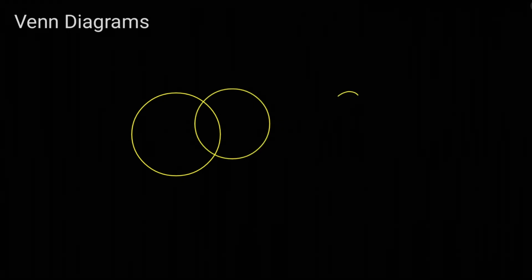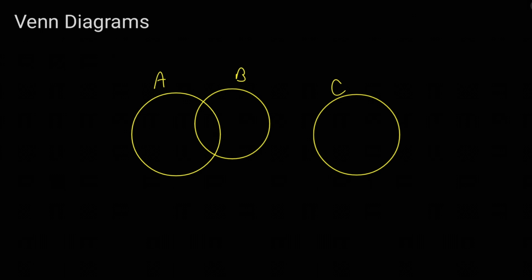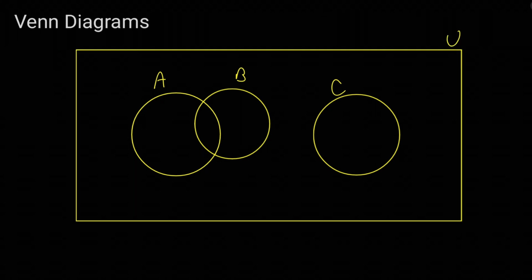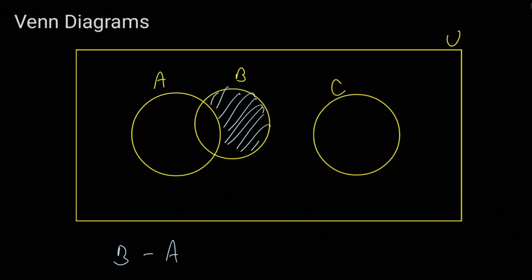We can also represent the universal set. So let's say again we have set A, set B, and set C. We usually represent the universal set, which is everything under consideration, as a rectangle around the circles. I'll call this U. Now let's say we want to represent B minus A. B minus A is everything that is B and is not A, which can be represented by this area.